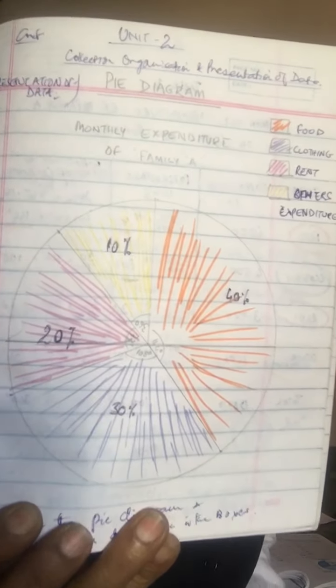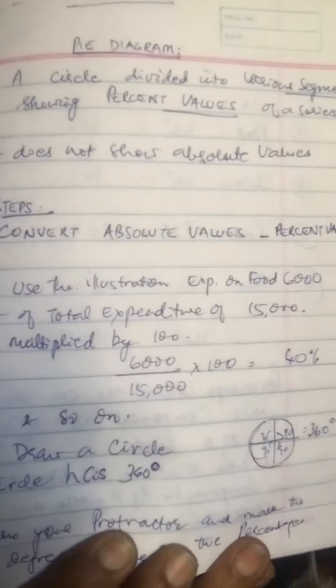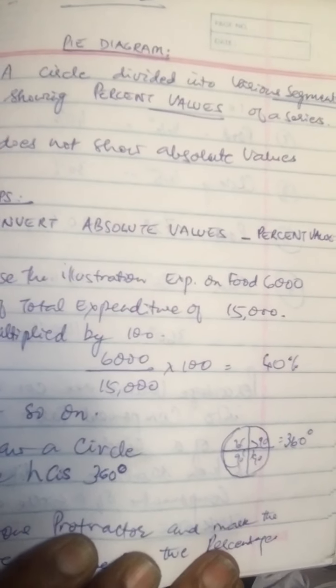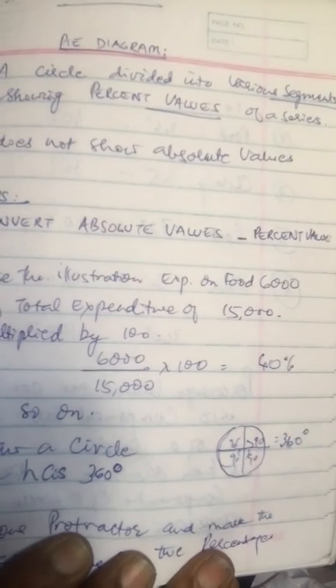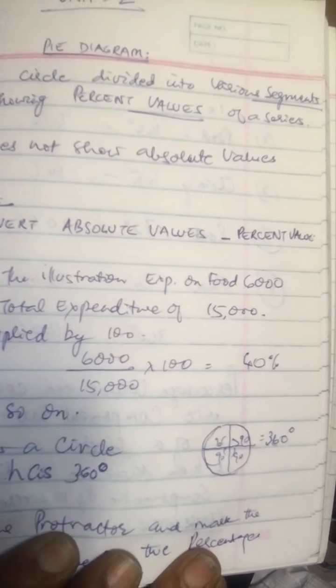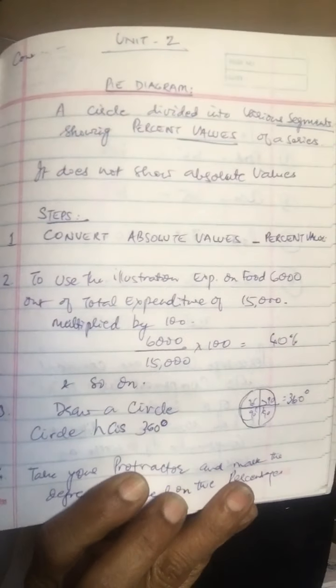Circular pie diagrams are circular diagrams. Now pie diagram is divided into various segments. So just have a look. I've just written down a few things. So they are divided into various segments showing the percent values of a series. This diagram does not show absolute values. And there are certain steps that you have to follow to do this.